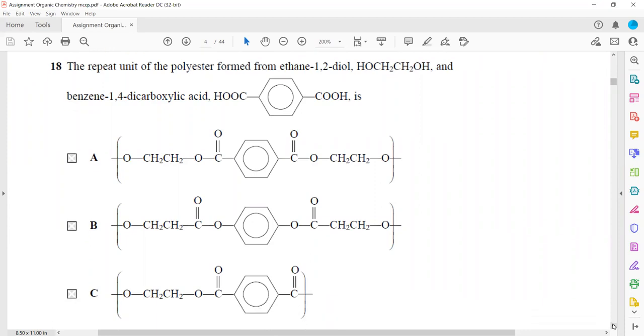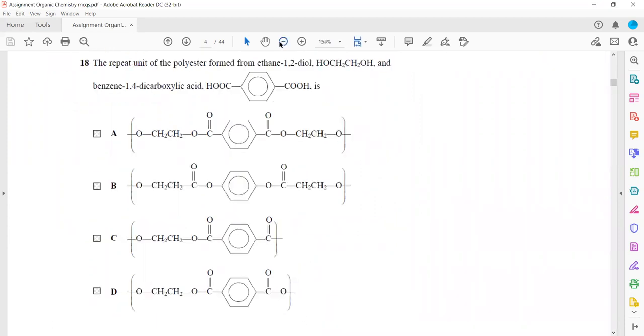In question 18, this is about the polymerization, when a diol reacts with a dicarboxylic acid. Because all of the polymers are starting with O, if on one side I remove H, the other side I should remove OH. So one side H, the other side I should remove OH.